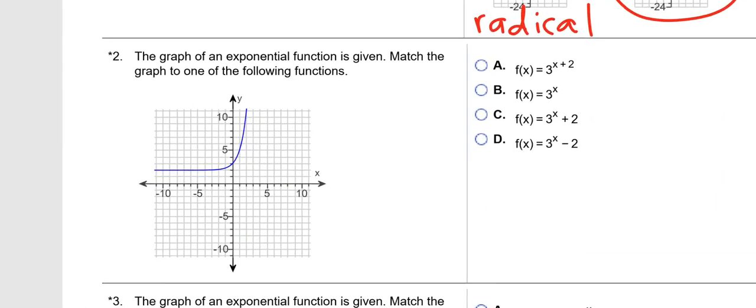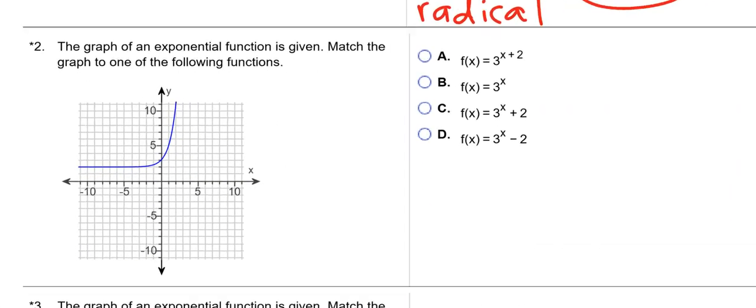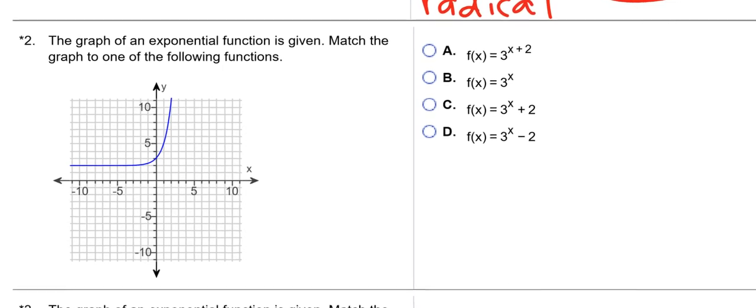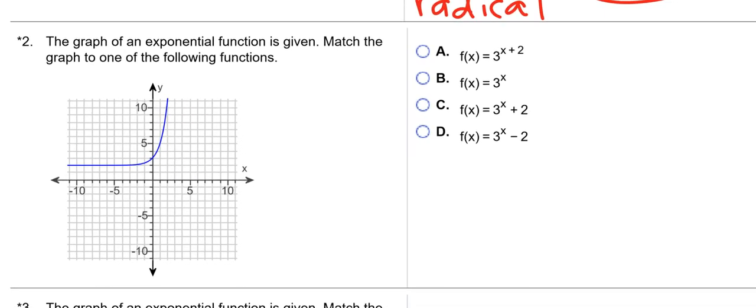Okay. We can clearly see on question 2 that we're dealing with an exponential growth function. Right? Okay. The question becomes, which way is this graph being moved? Alright?